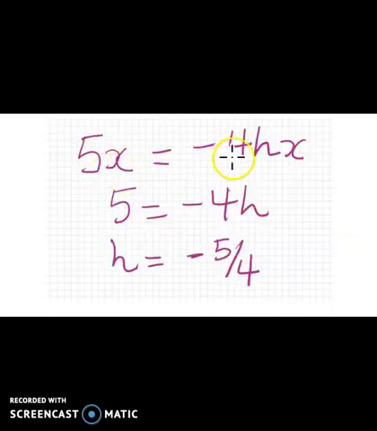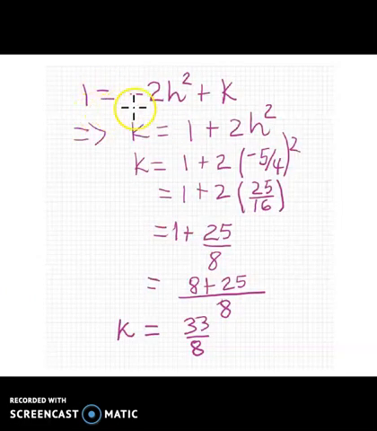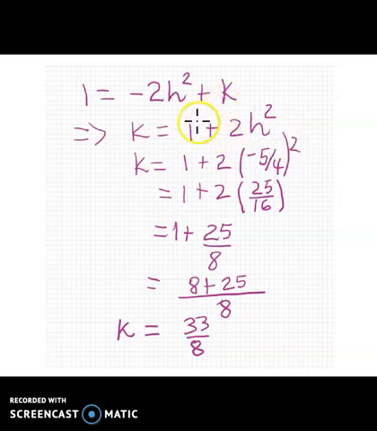So 5x is equal to minus 4hx, so you get that h is equal to minus 5 over 4, or negative 5 over 4. Now you need to work out the value of k. So 1 is equal to minus 2h squared plus k. You're going to rearrange this to work out k. Take the minus 2h squared, carry it across to the left hand side, so k is equal to 1 plus 2h squared.